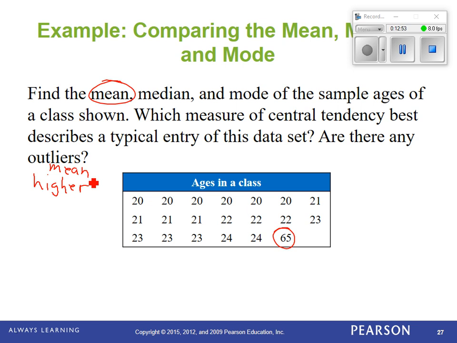Give me a number, just looking at that set of data, that you think would best represent the age of that class. 22, maybe 21, somewhere in there, right? If they ask you, the typical person in this class is how old? 21, 22, somewhere around there. Early to mid-20s.